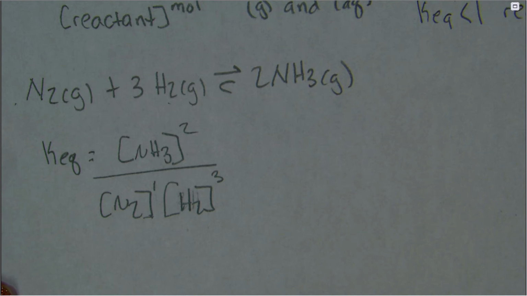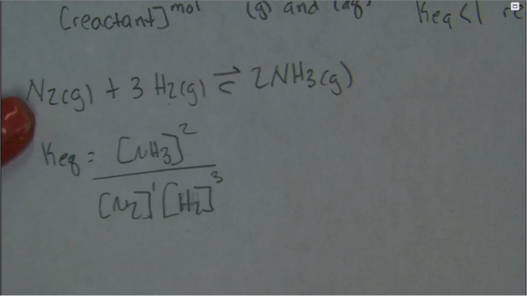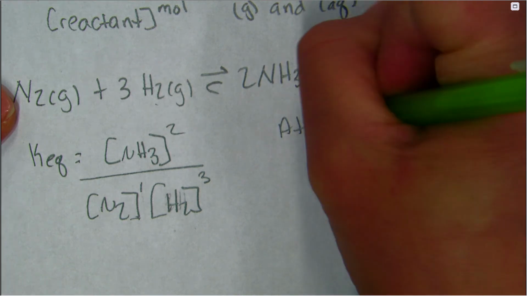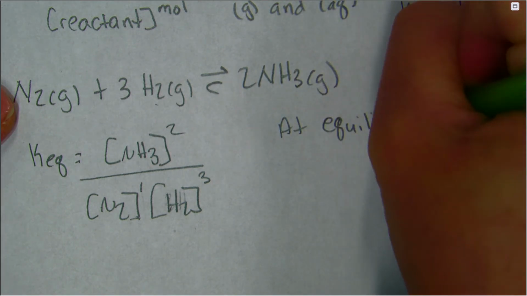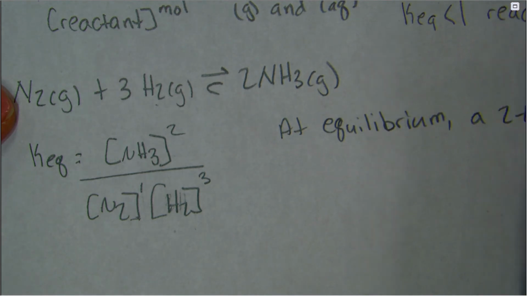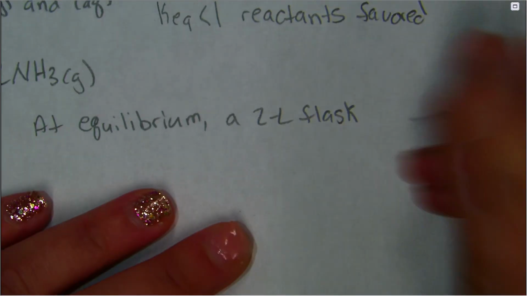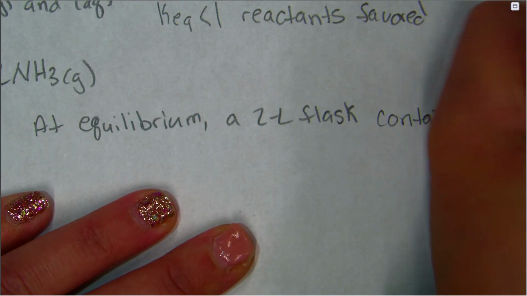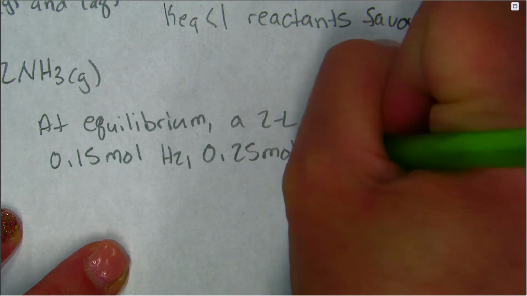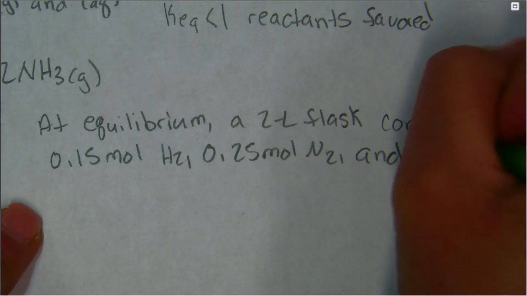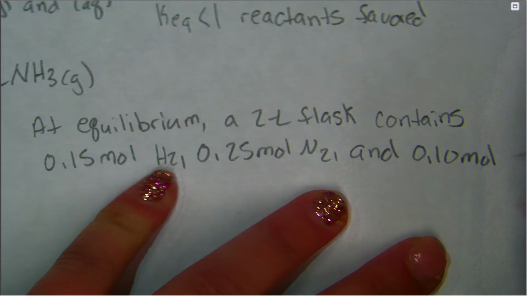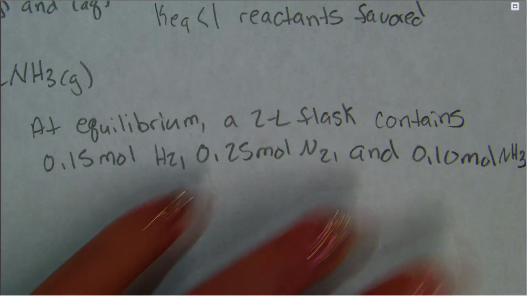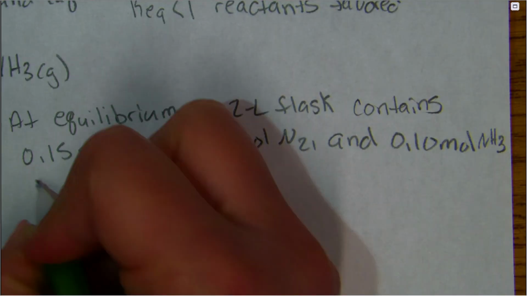Now, let's do a word problem. All right? At equilibrium, a 2-liter flask contains 0.15 moles of hydrogen, 0.25 moles of nitrogen and 0.1 mole of ammonia. Calculate KEQ.